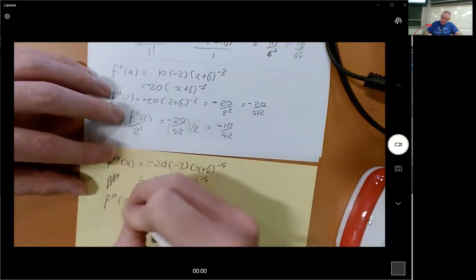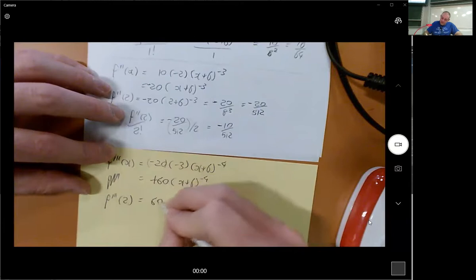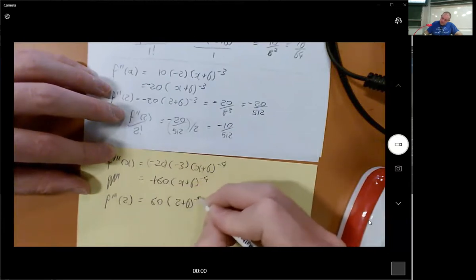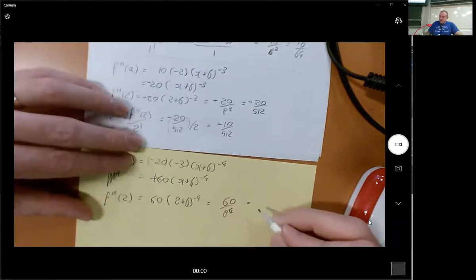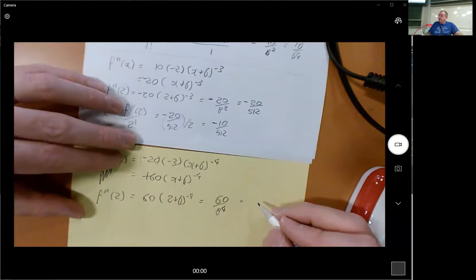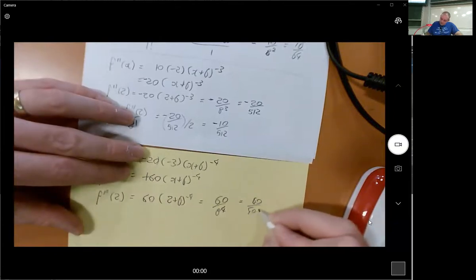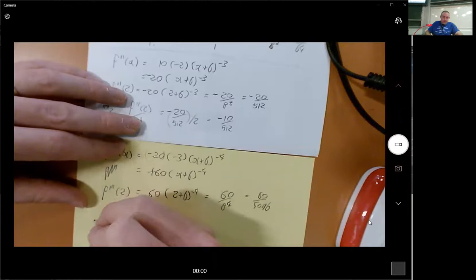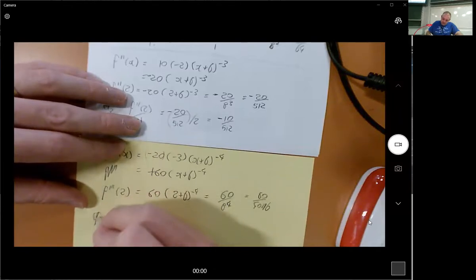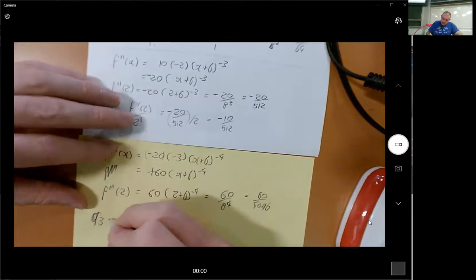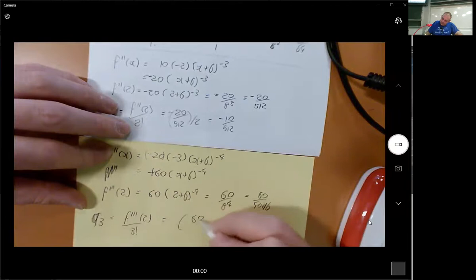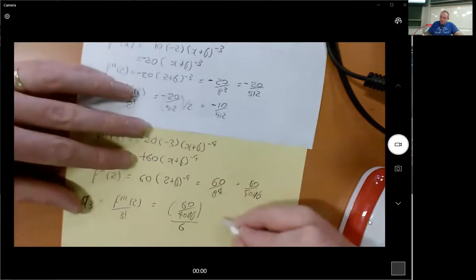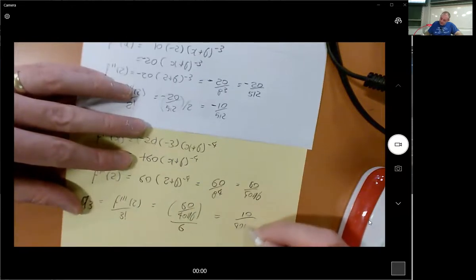So f triple dashed of 2, because that's the center, is 60 times 2 plus 6 to the minus 4, which is 60 on 8 to the power of 4, which is 60 on 4096. And then a3 would be f triple dashed of 2 over 3 factorial, which is 60 on 4096 divided by 6, because that's what 3 factorial is, which is 10 on 4096.